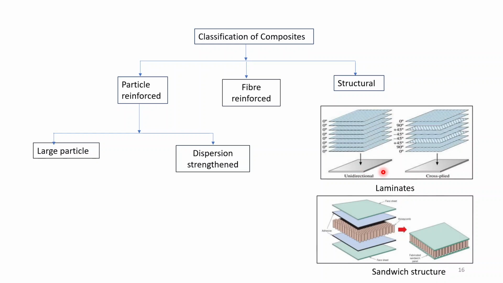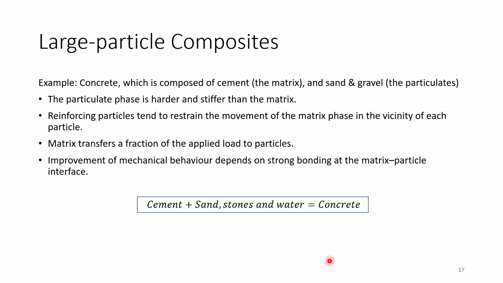In the case of laminates, there are various layers with changing orientation, and in the case of sandwich structures, some material is sandwiched between other material plates. First off, we have large particle composites.